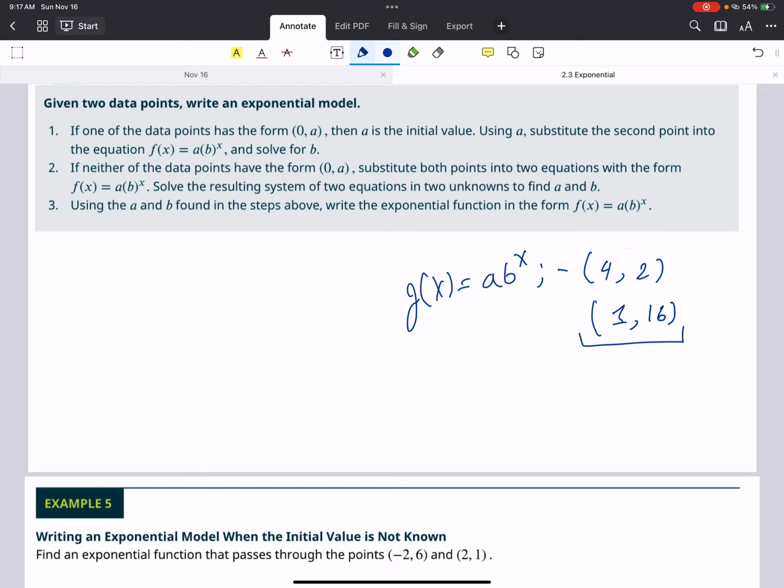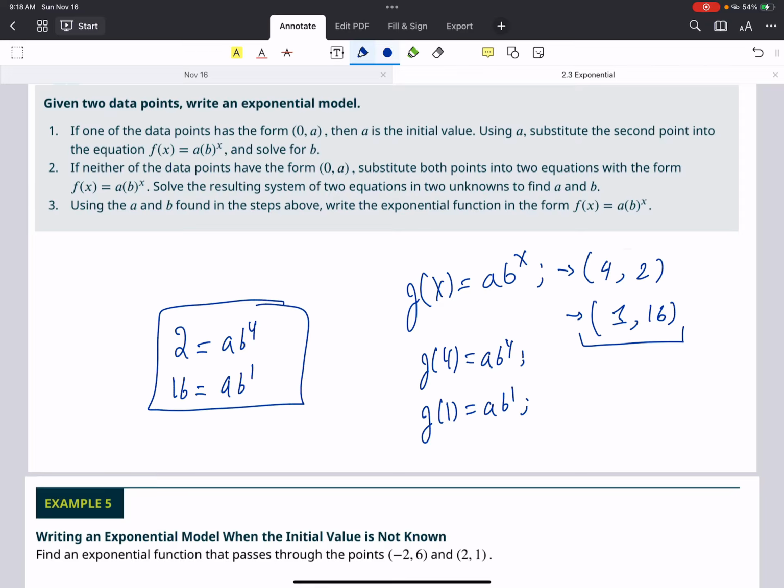First, you need to plug in both points. G of 4 equals A times B to the power of 4, right? And I have G of 1, which equals A times B to the power of 1, right? Now, what is G of 4 equal to? Well, G of 4 is just 2, which equals A times B to the power of 4. And I have 16 for G of 1, which equals A times B to the power of 1.